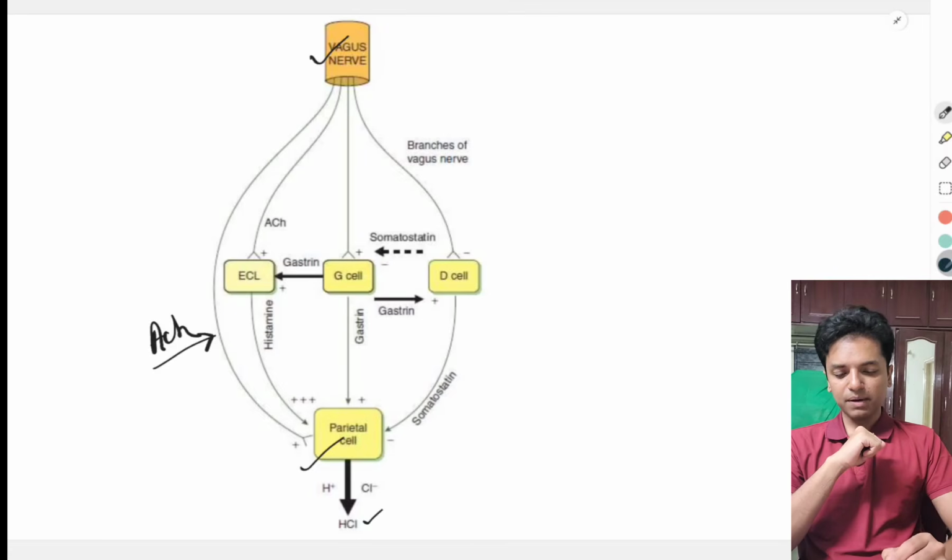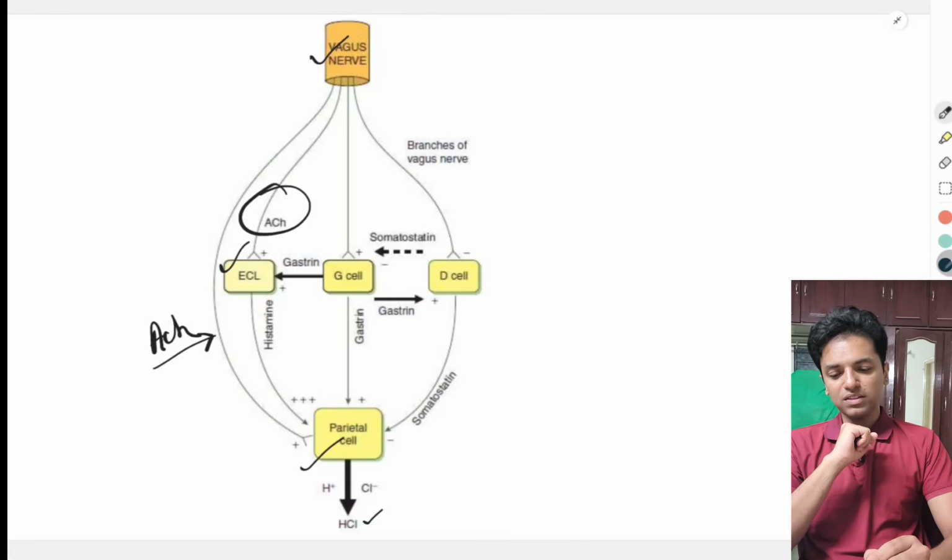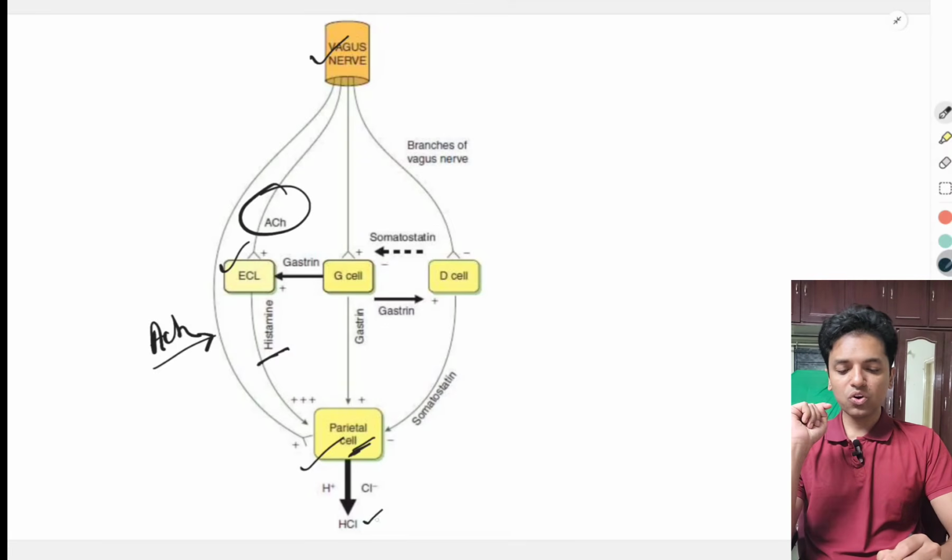So it stimulates the parietal cell and it is going to cause an increase in the HCl secretion. Second is, again we have the cholinergic fibers. Acetylcholine is the neurotransmitter here, and these cholinergic fibers are going to stimulate the enterochromaffin-like cells. Now these enterochromaffin-like cells are going to secrete histamine, and this histamine is again going to cause stimulation of the parietal cell, thus increasing the HCl secretion.